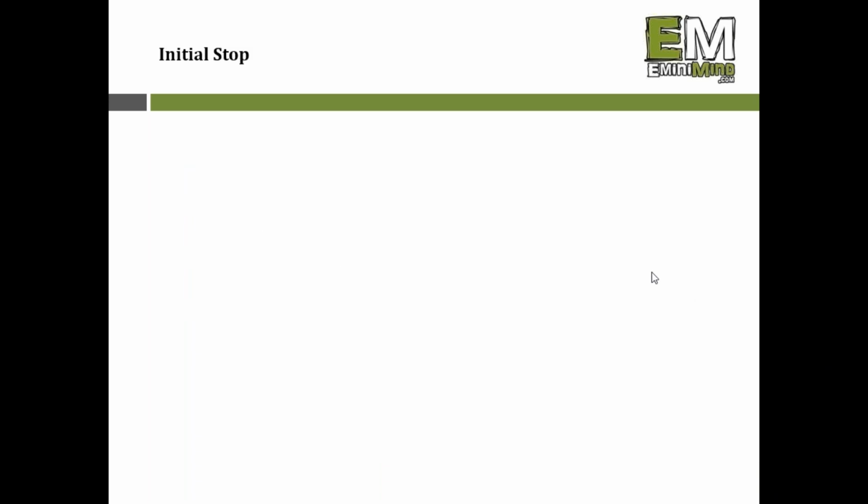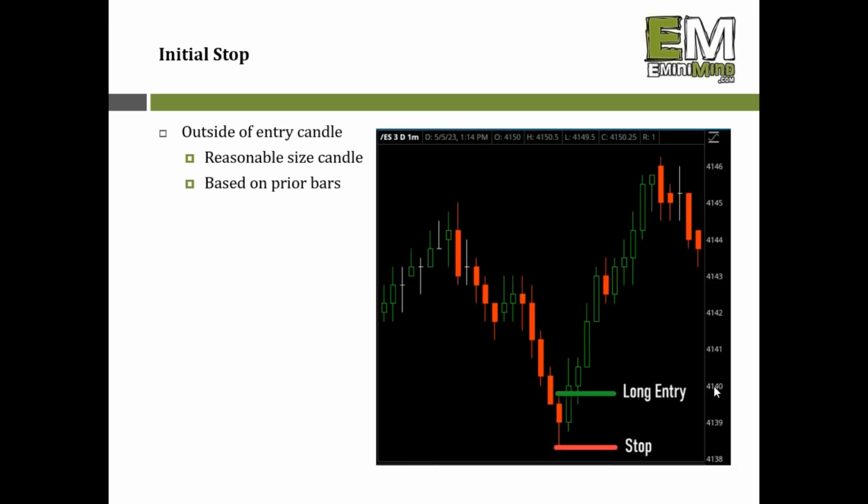So with that being the entry, either 1 tick above the hammer or 1 tick below the inverted hammer, the initial stop becomes the outside of the entry candle, opposite the entry. So if we have a low candle down here, the long entry is above the candle's high, and your stop becomes one tick below the candle's low. So it's always one tick above, one tick below.